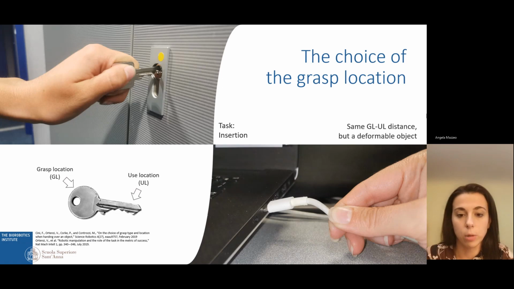In case of a deformable object, a similar distance between grasp location and use location, as in the key case, allows less accurate control of the position of the use location, or force on the use location as well. Moreover, accurate control of the use location might be needed or not, depending on the task constraint and the level of accuracy.